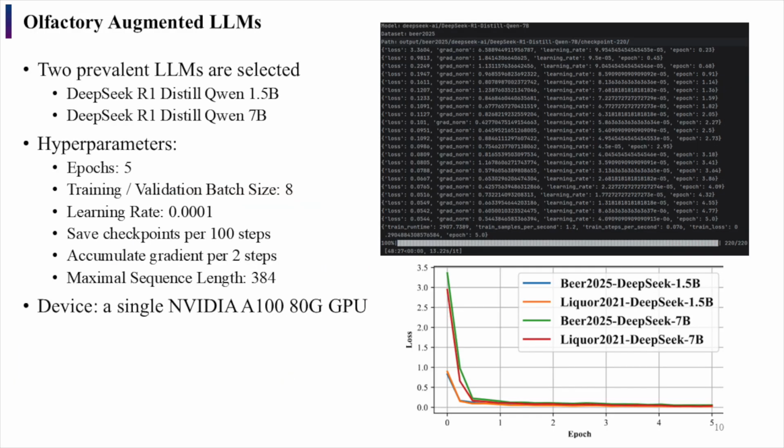We fine-tuned two DeepSeek models. All their hyperparameters are listed here. The models were trained on a single NVIDIA 880GB GPU. The validation loss is down to 0.05 within 5 epochs.